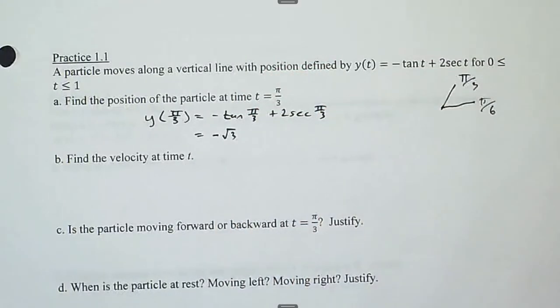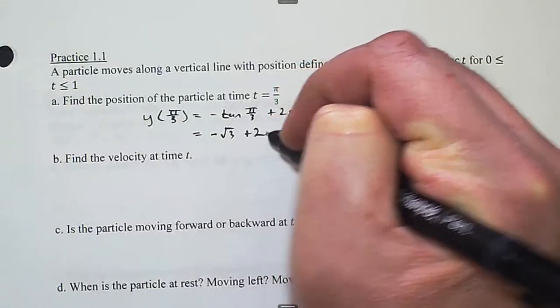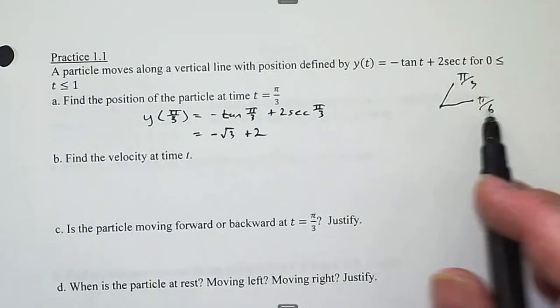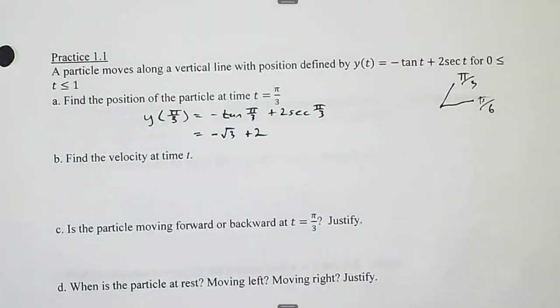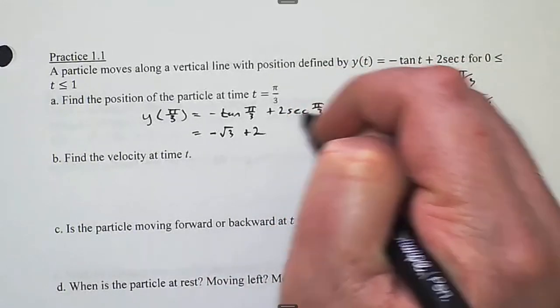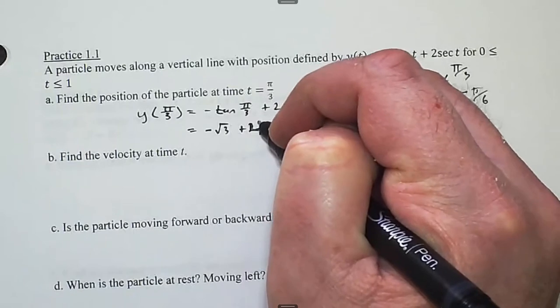Secant of pi over 3 is 1 over cosine, so it's just cosine flipped over. The cosine of pi over 3 is a half, so flip it over, 2. And you don't have to simplify radicals. So if you want to call the tangent of pi over 6 1 over root 3, that's fine as well. All right, find the velocity at, oh, I forgot to multiply it by 2. Sorry, it's 2 times secant, so 4. Negative root 3 plus 4.